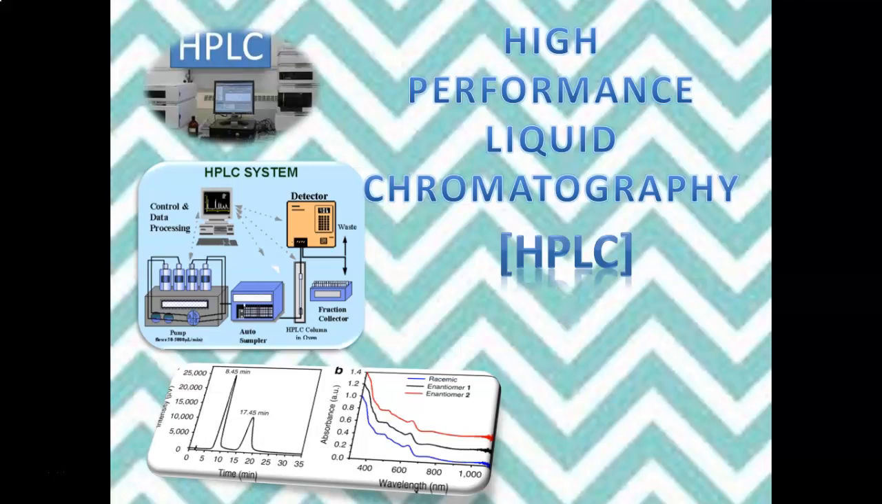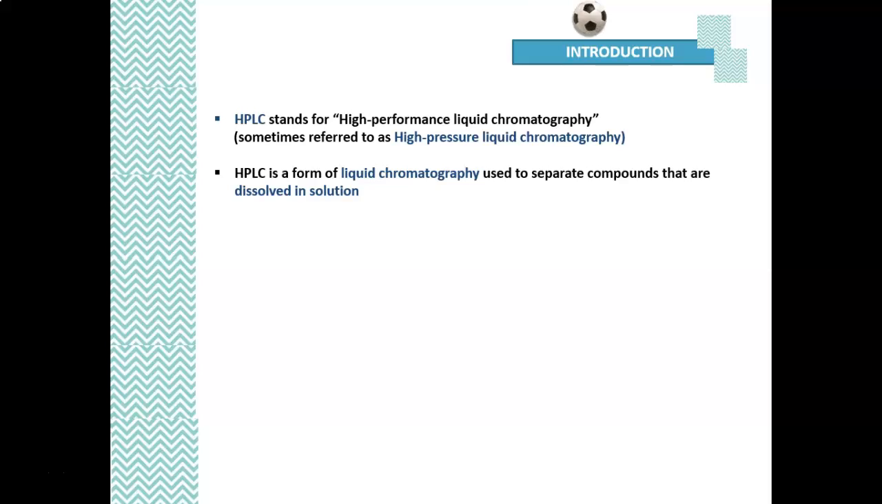So for today's lecture, we will cover chapter 2, which is high performance liquid chromatography, HPLC. HPLC is sometimes referred to as high pressure liquid chromatography and also high performance liquid chromatography. HPLC is a form of liquid chromatography used to separate compounds that are dissolved in solution. So your sample must be in liquid form. If you have gas chromatography, then a gas is used to separate compounds.